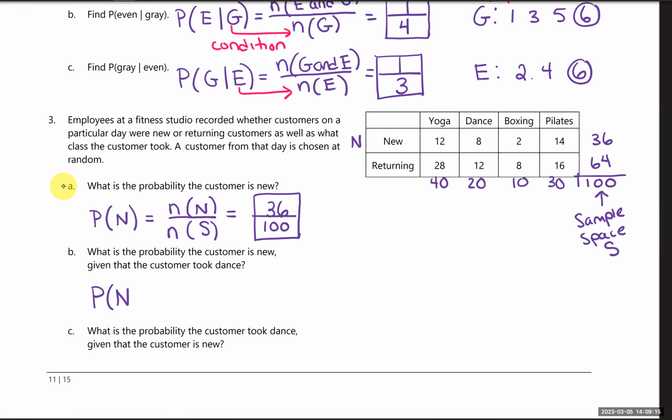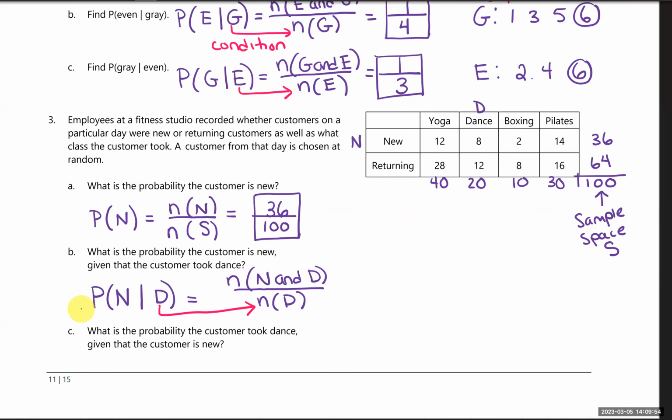So the next one is, what is the probability the customer is new, given that, that's the vertical bar called a pipe, new, given that they were a customer that took dance. So my table, I'll just do a D for dance here. Okay, I'll write the rule. The rule says count the number of people that meet both conditions, new and they took dance. The denominator is the number of people that meet the condition. So the given that tells you your denominator.